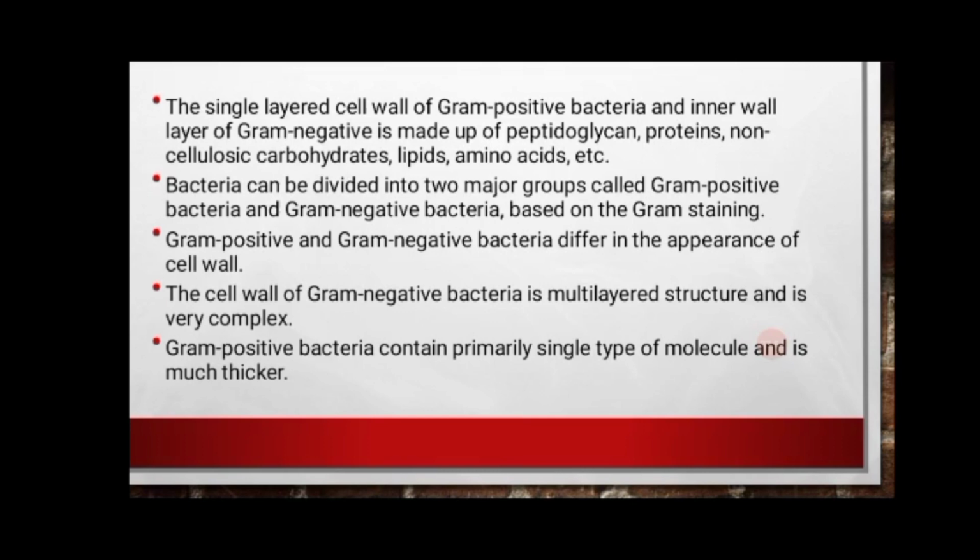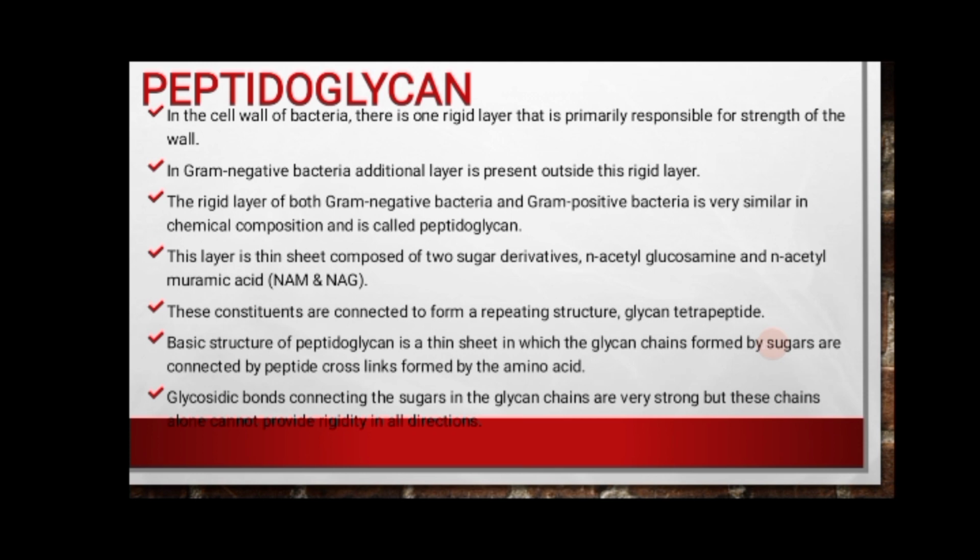The cell wall of gram-negative bacteria is a multi-layered structure and is very complex, while gram-positive bacteria contain primarily a single type of molecule and are much thicker than gram-negative bacteria. Now, the essential component of the cell wall is peptidoglycan.